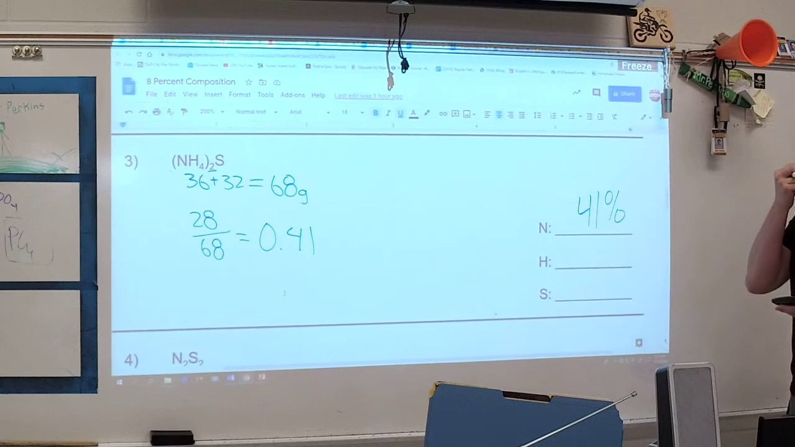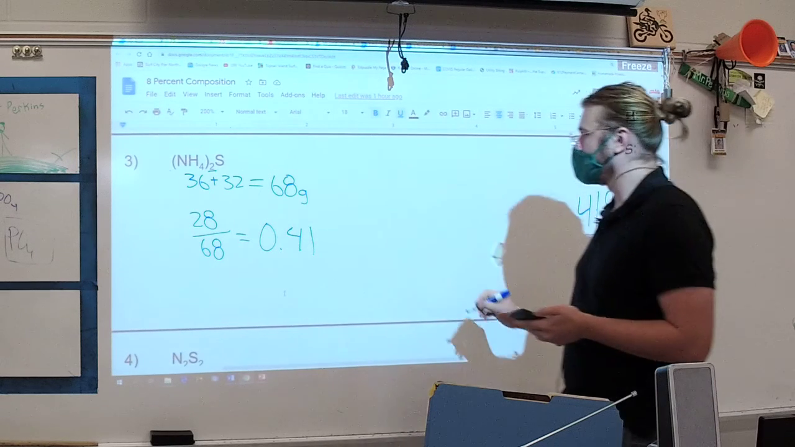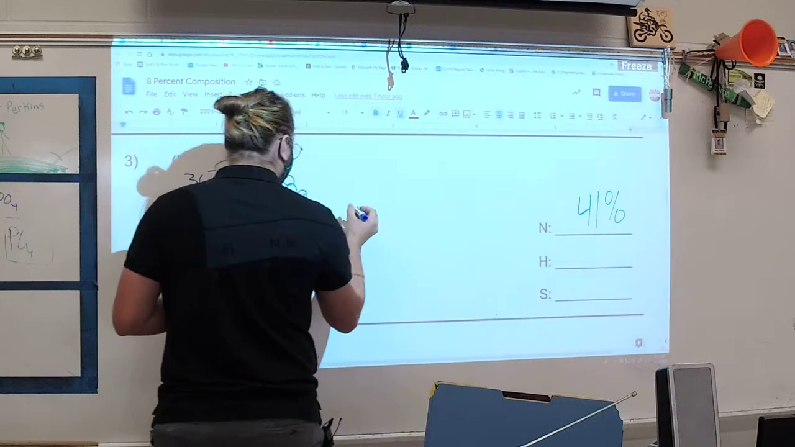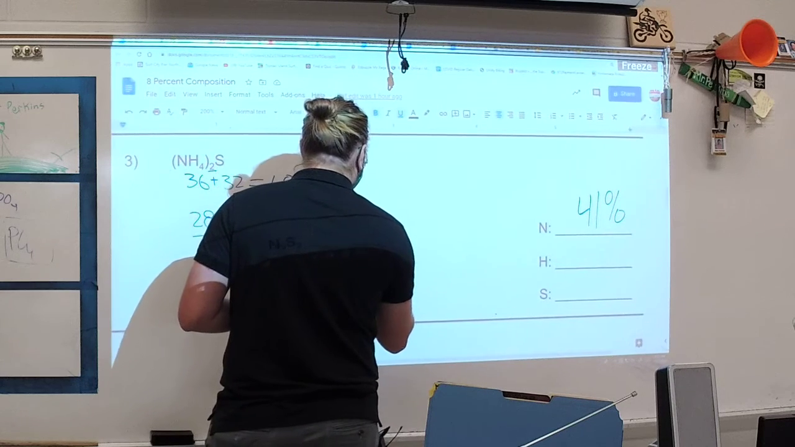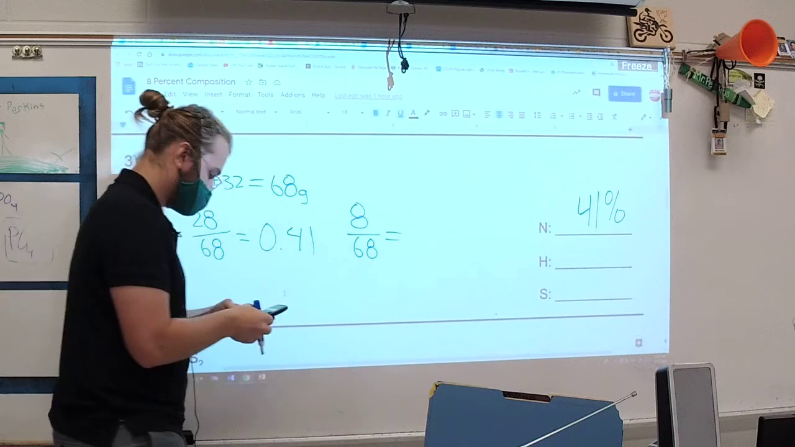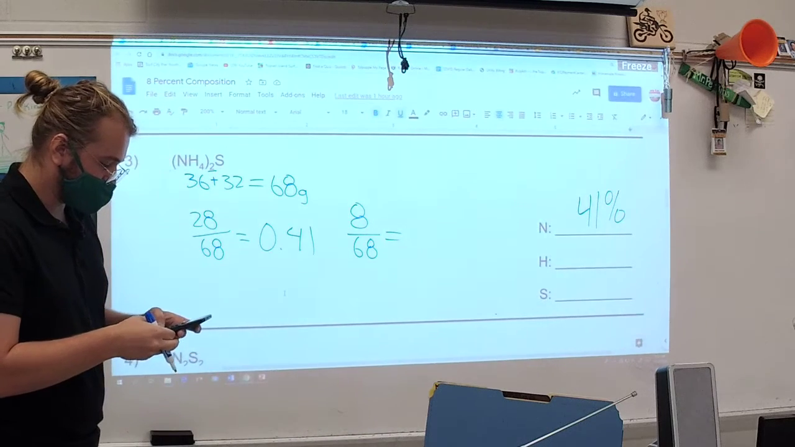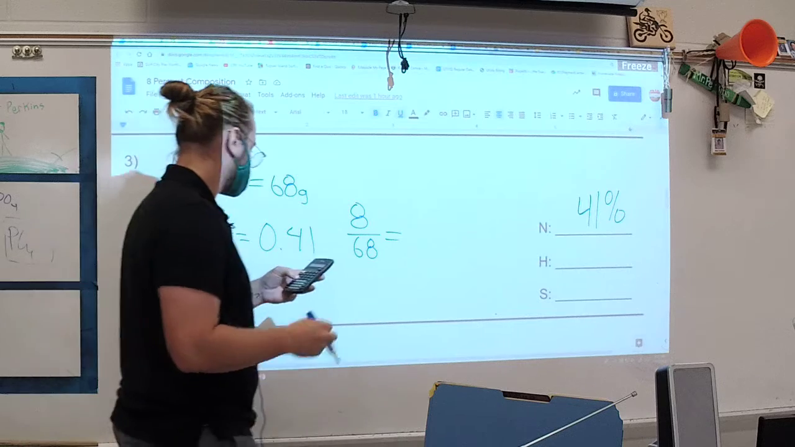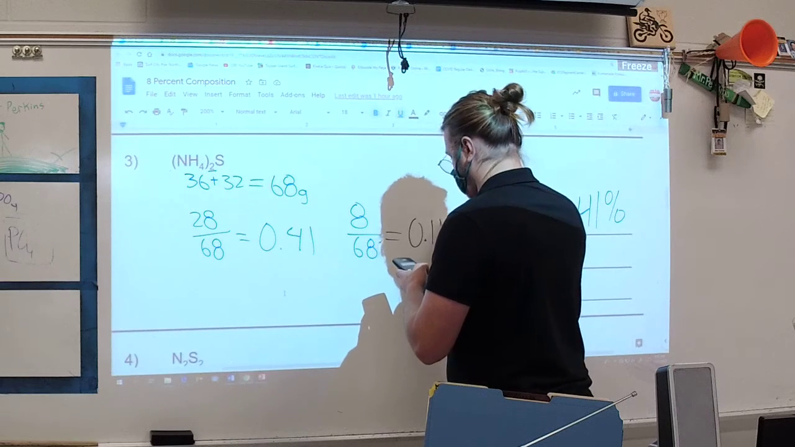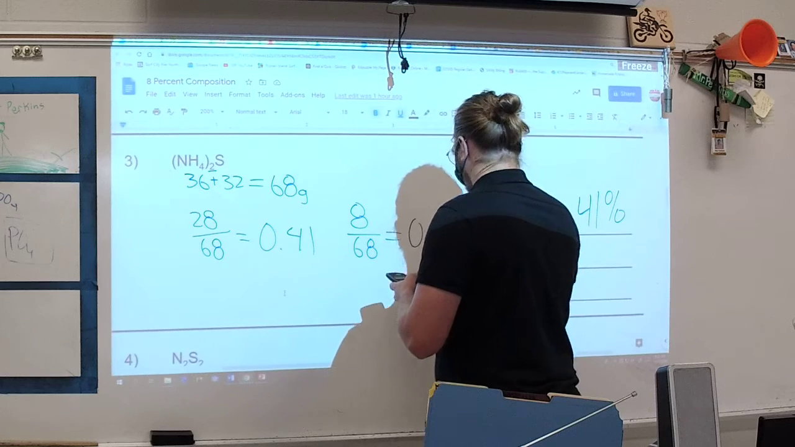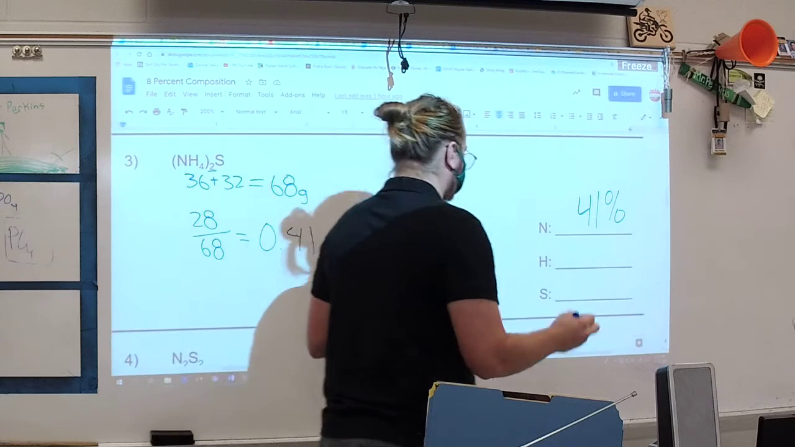Let's look at hydrogen. How many hydrogens are we looking at? Looking at 8 of them, that's right. Hydrogen is 1, so we'll just go 8 over 68. 8 divided by 68 is equal to 0.12. And that just gives us 12%.